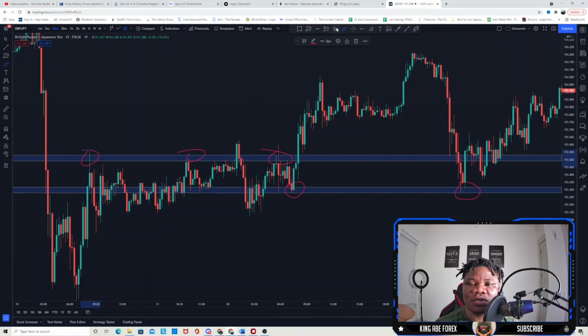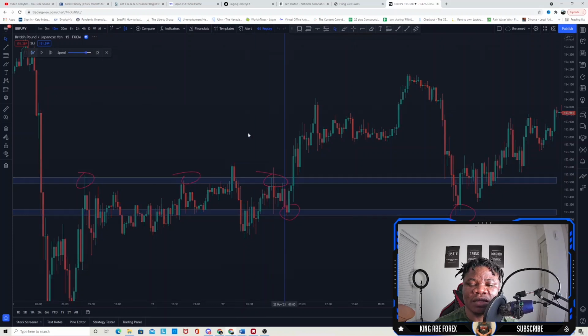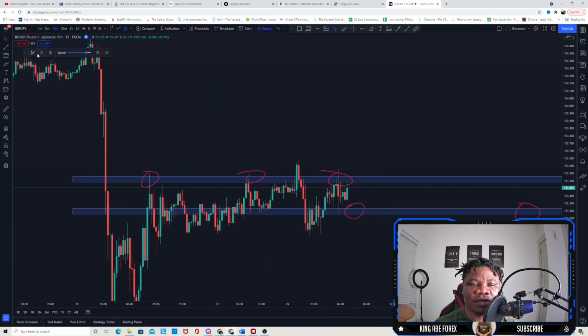Now what I'm going to do here is put this in replay mode and show you guys where your entry is going to be, and I'll show you our potential take profit target. Because we're always trading from zone to zone, that's why support and resistance is very important and very essential to your trading journey. So let's put this in replay mode and see where our entry would have been for this trade.